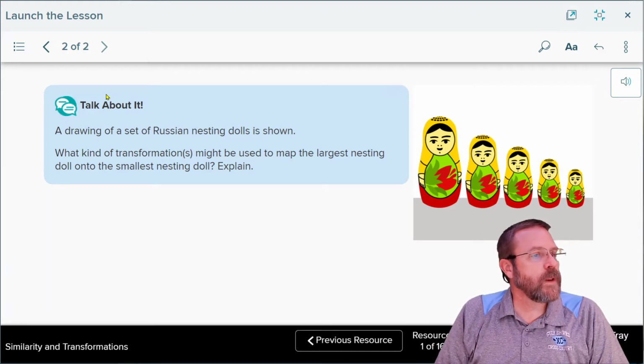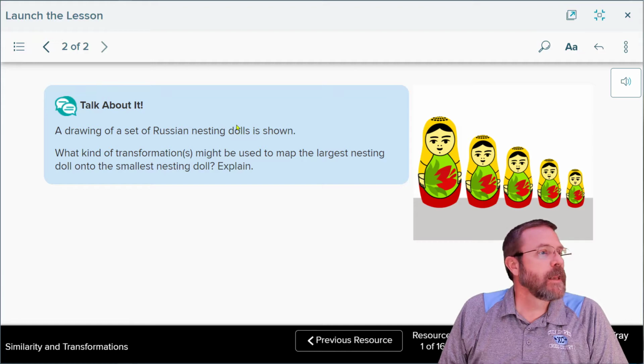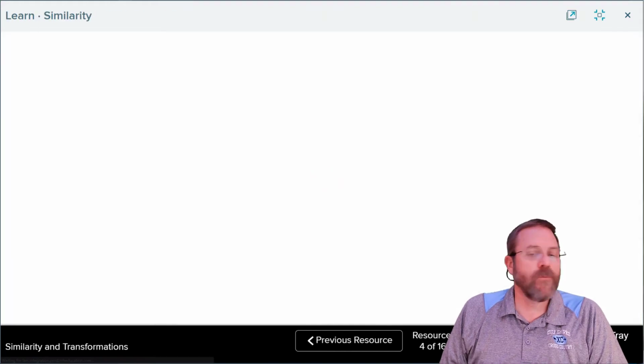What kind of transformation might be used to map the largest nesting doll to the smallest nesting doll? Well, in my mind, that is going to be a dilation, where it is a reduction in size. Let's keep going and see what else they have for us today.